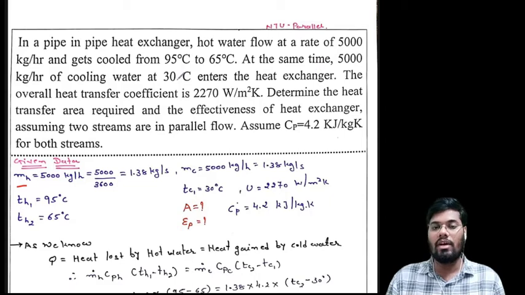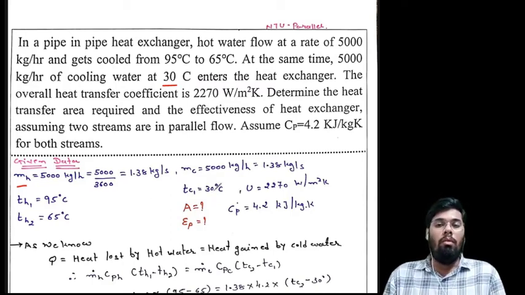At the same time, 5000 kg per hour of cooling water at 30 degrees Celsius enters the heat exchanger. So the mass flow rate of cold fluid is also 5000 kg per hour, so it would be 1.38 kg per second. And the entry temperature, the inlet temperature, is 30 degrees Celsius. So TC1 is equal to 30 degrees Celsius.